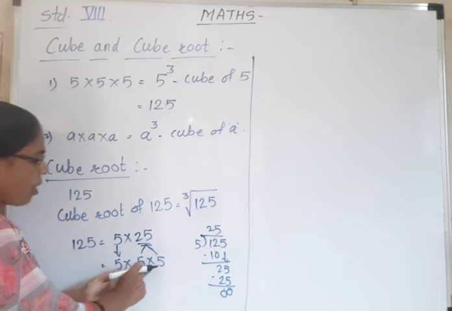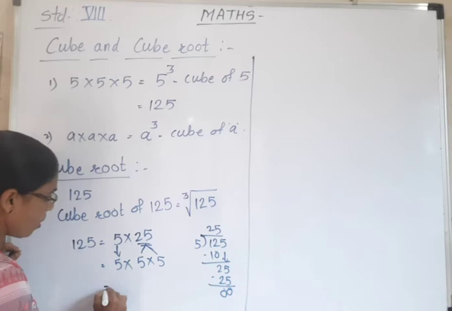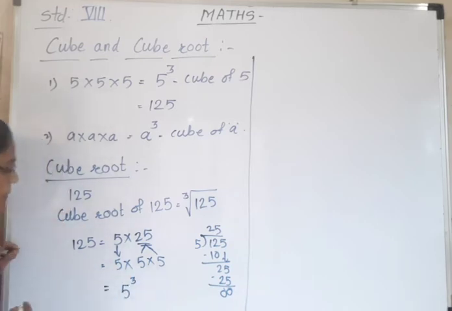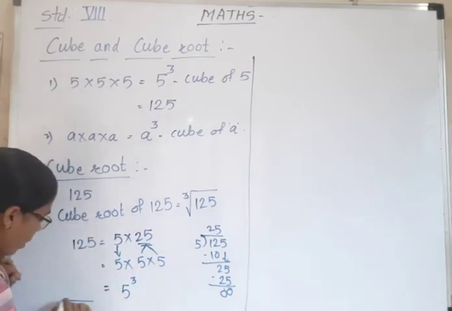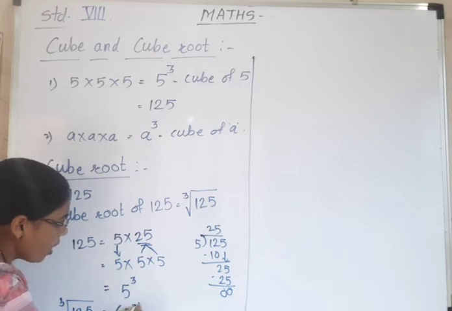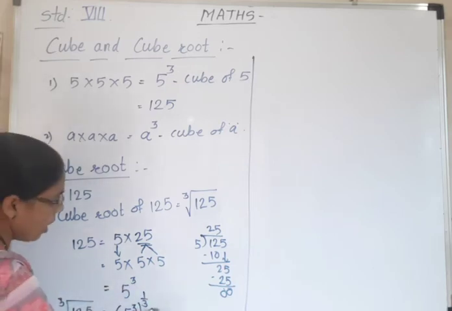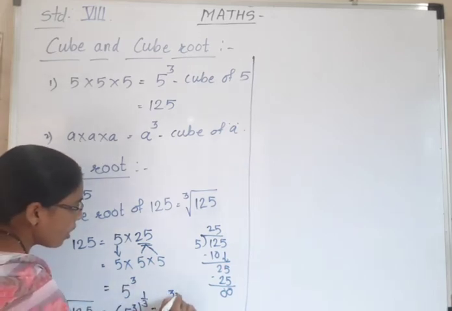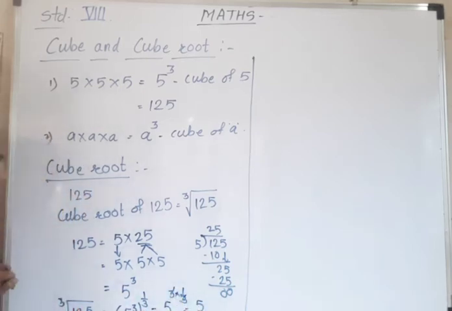So here 5 and 5, we got this 5 three times. So we can write it in this form also, 5 raised to 3. So 125 is equal to 5 raised to 3, and then the cube root of 125 is equal to 5 raised to 3, all raised to 1 upon 3, because cube root means 1 upon 3. It is equal to 5 raised to 3 into 1 upon 3. This 3 will cancel, and the answer will come 5 only.